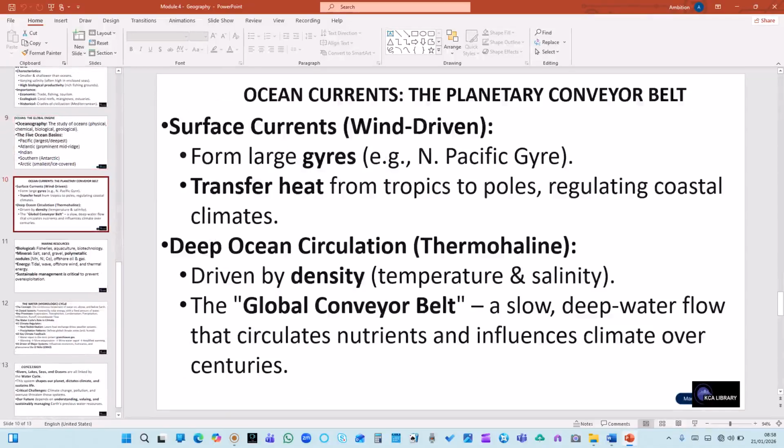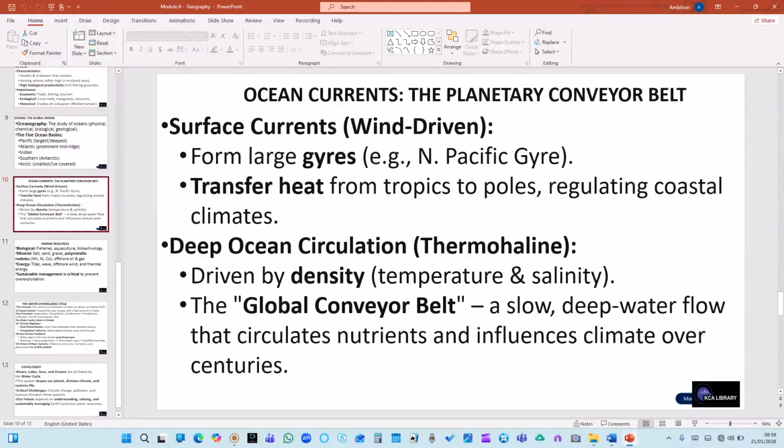Having known that, let us look at ocean currents, the planetary conveyor belt. An ocean current simply means the continuous movement of ocean water from one place to another. We have surface currents, which are always driven by wind. So this type of current is caused by wind drive. It forms large gyres, for example, the North Pacific Gyre. It transfers heat from the tropics to the poles, regulating coastal climate.